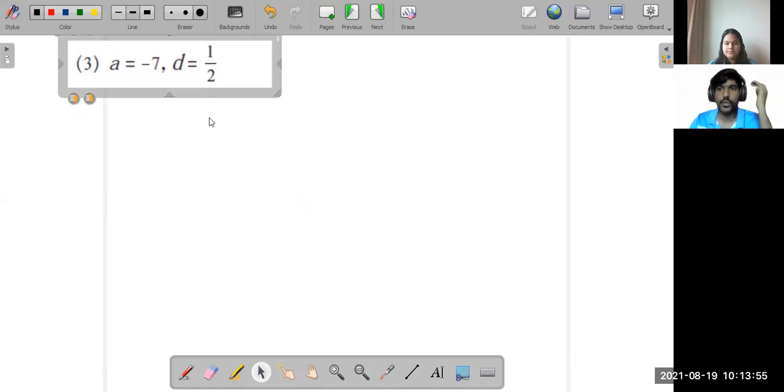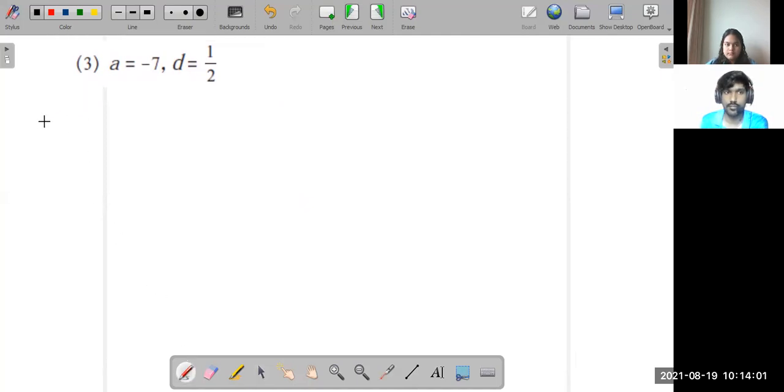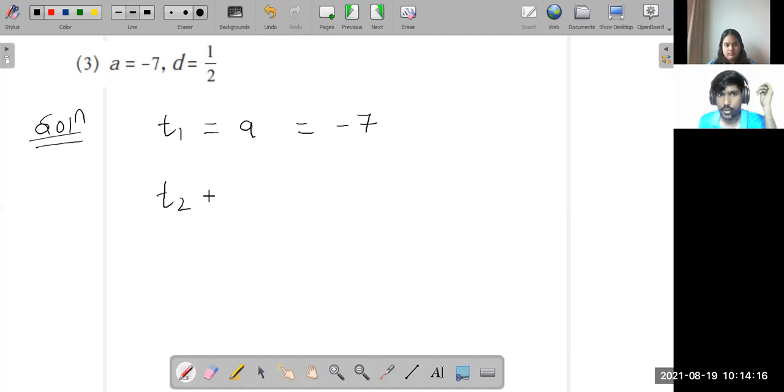Will you be able to do this one? Common difference is half. No, you just have to keep adding half. So T1, the first term, is A, which is equal to minus 7. Then T2 will be T1 plus the common difference. So that is minus 7 plus half.